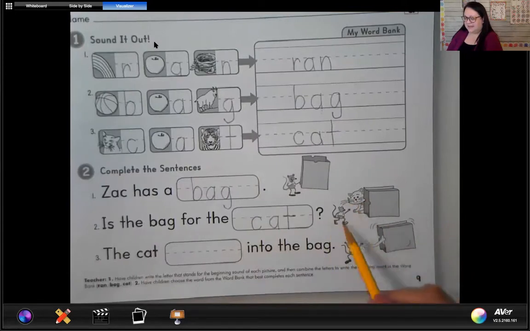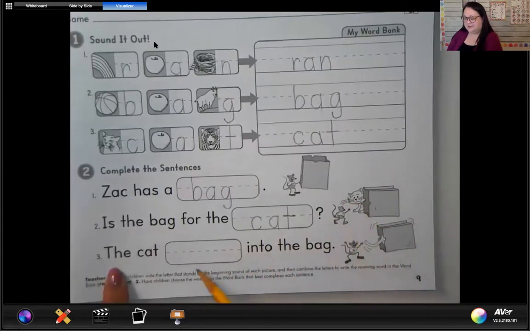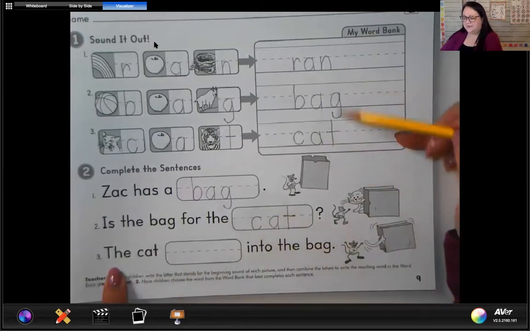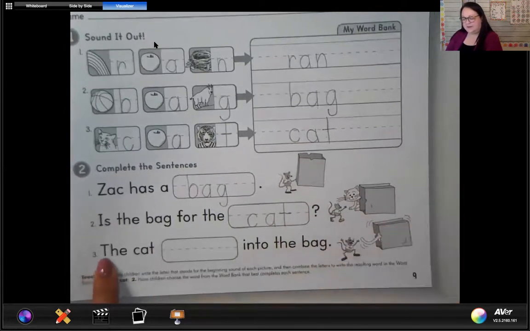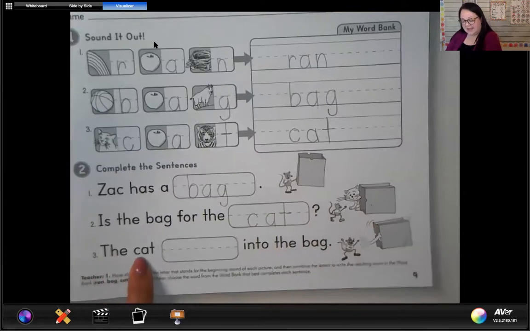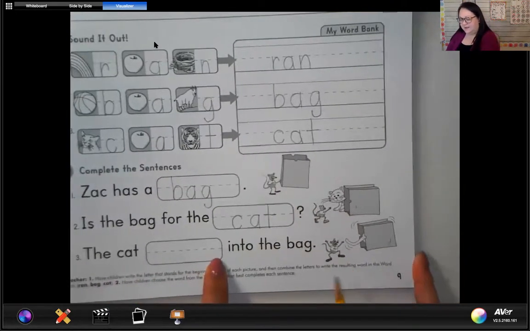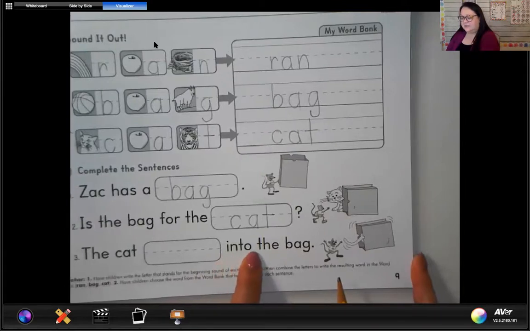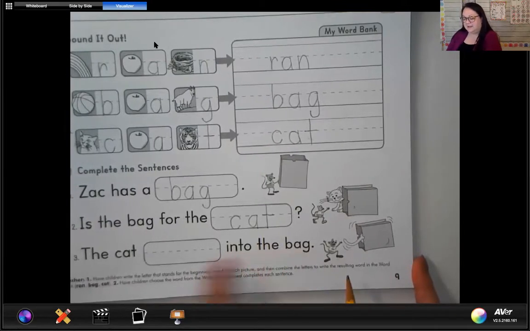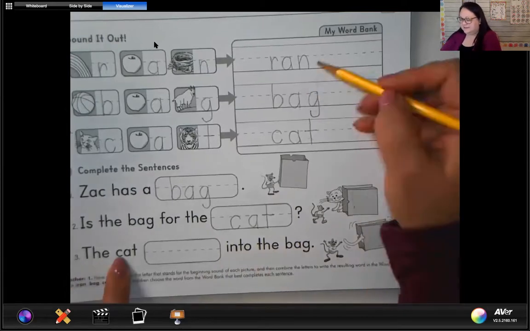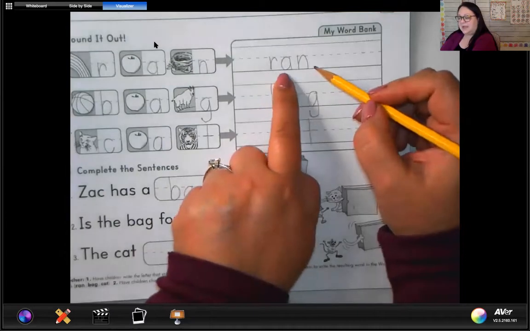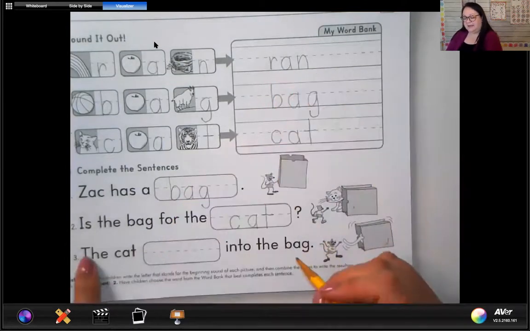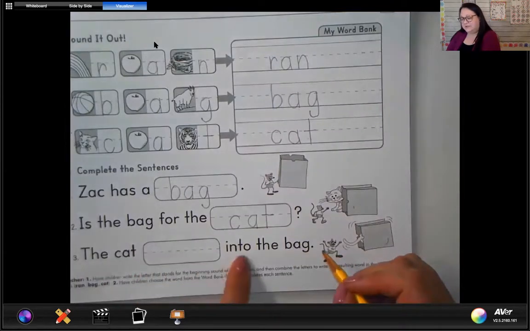So we see Zach and the cat in the bag. And let's look at our last one. And remember, we're going to use one of these words in each of these sentences. Okay, sentence number 3. Let's get our pointer finger ready. The cat something into the bag. Okay? Now the only word that we haven't used yet is this word, ran.